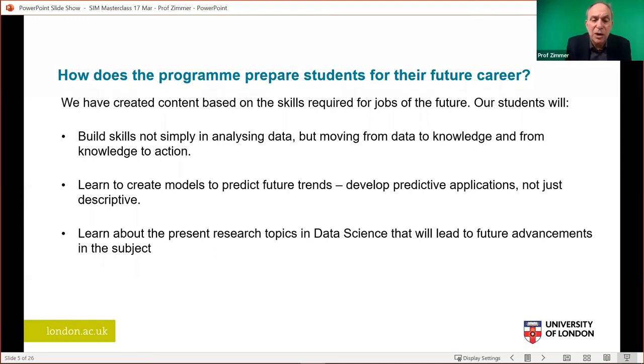Because data science is everywhere, in our teaching as well as in what we teach. And we learn to create models to predict future trends. We've just been talking about that. So it's not just descriptive. You're going to be developing your own models, with your own data, real world data.